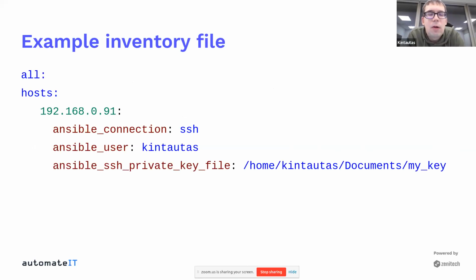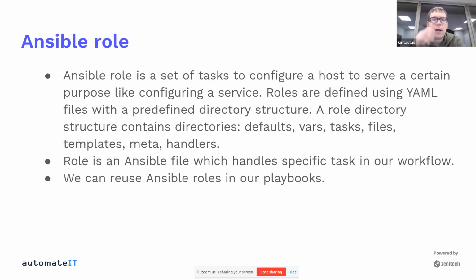Here's an example inventory file. It defines one host to which we connect. It's 192.168.0.91. So we'll connect to this host and execute automation scripts here. We provide authentication method, which is SSH, and we provide path to SSH private key file. So now when we have connected to the host, we want to run scripts on it.